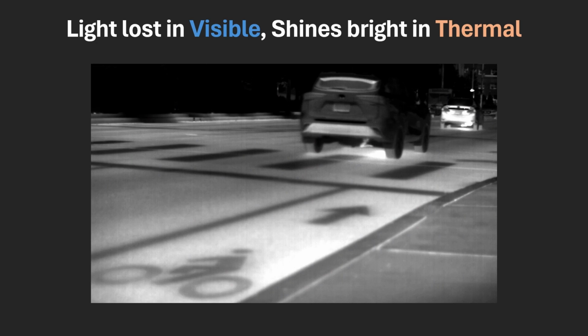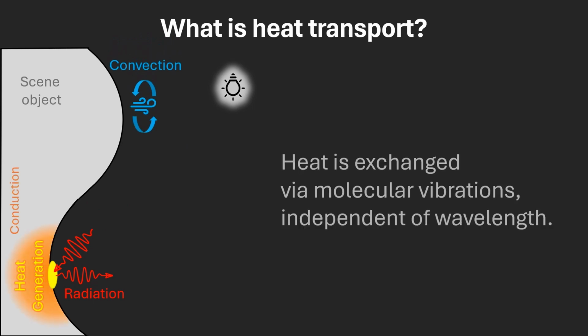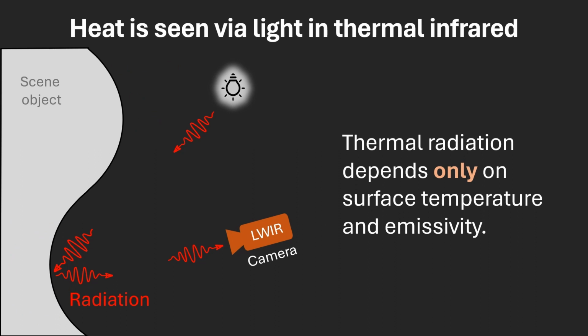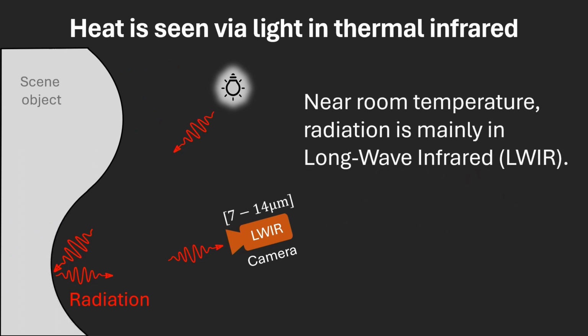To understand this process, we need to study heat transport. The heat generated via light absorption at a scene point is exchanged with the environment via radiation and convection, and through the object via conduction. Unlike light, heat is exchanged via molecular vibrations and is independent of wavelength. We can observe heat at a point by capturing its thermal radiation that depends only on the surface temperature and emissivity. For objects near room temperature, this radiation is mainly in the long-wave infrared spectrum.